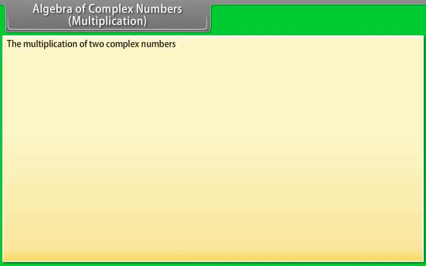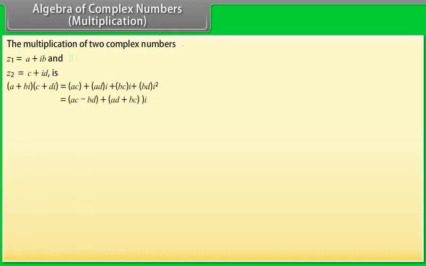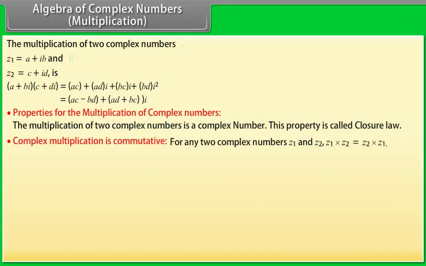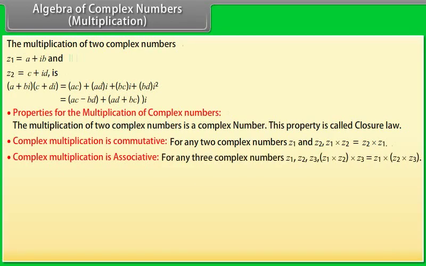Algebra of complex numbers. Multiplication. The multiplication of two complex numbers z1 and z2 is (ac minus bd) plus (ad plus bc) iota. Properties for the multiplication of complex numbers. The multiplication of two complex numbers is a complex number. This property is called closure law. Complex multiplication is commutative. For any two complex numbers Z1 and Z2, Z1 into Z2 is equal to Z2 into Z1. Complex multiplication is associative. For any three complex numbers Z1, Z2, Z3, (Z1 into Z2) into Z3 is equal to Z1 into (Z2 into Z3).